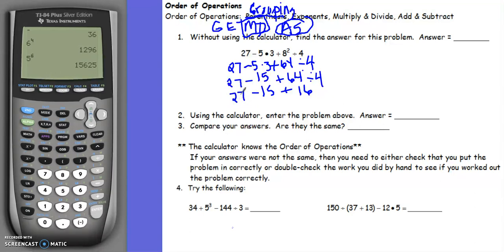Alright, so then I am going to do addition and subtraction from left to right. 27 minus 15 is 12. Then 12 plus 16 is going to get me 28. Okay, so now we're going to use the calculator, and when we use the calculator, we're going to see if we get the same answer. So let's type that in. We got 27 minus 5 times 3 plus 8 squared divided by 4. Enter. Did we get the same answer? Yes. Are they the same? Yes. So the calculator knows the order of operation. If your answers were not the same, then you need to either check that you put the problem in correctly or double check the work you did by hand to see if it worked the problem correctly.